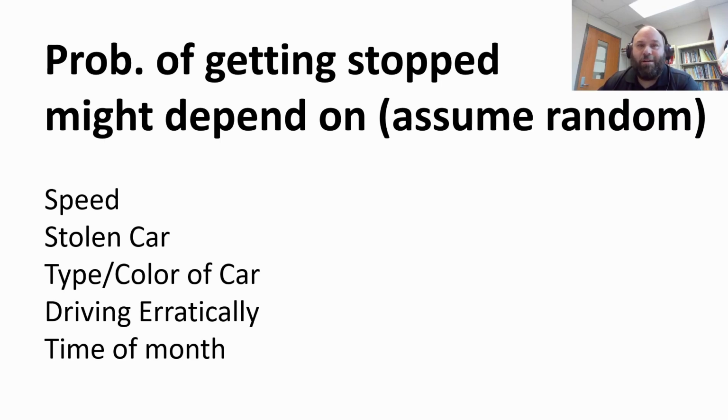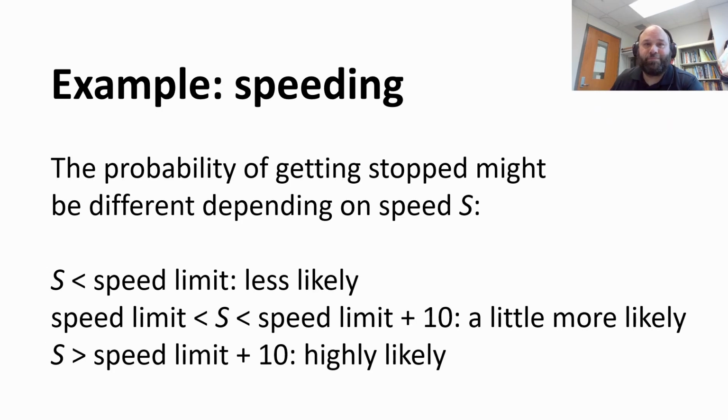The speed of the car, whether they're driving a stolen car, the type of car or the color of the car. Some people think red cars are more likely to get stopped. If the driver's driving erratically, what time of month it is. Some people think that cops are more aggressive near the end of the month in order to meet certain quotas. Those are a number of possible conditions. And the way the probability depends on those conditions is what we mean by conditional probability. Let's focus on the example of speed, most common one.